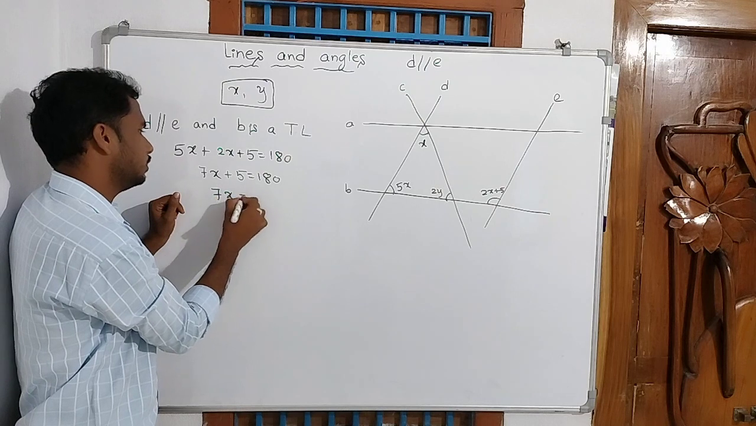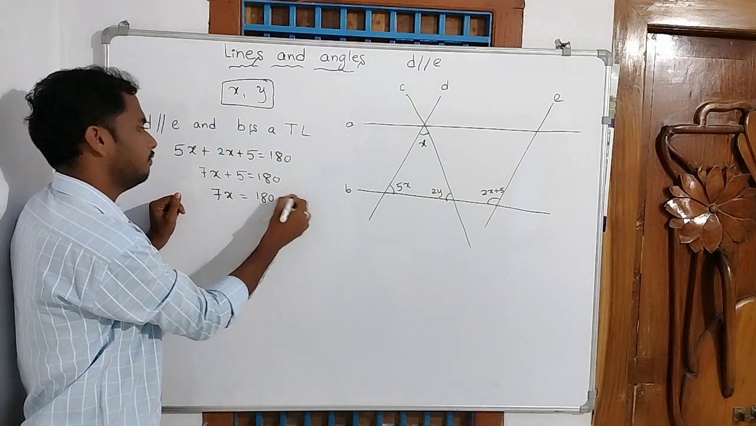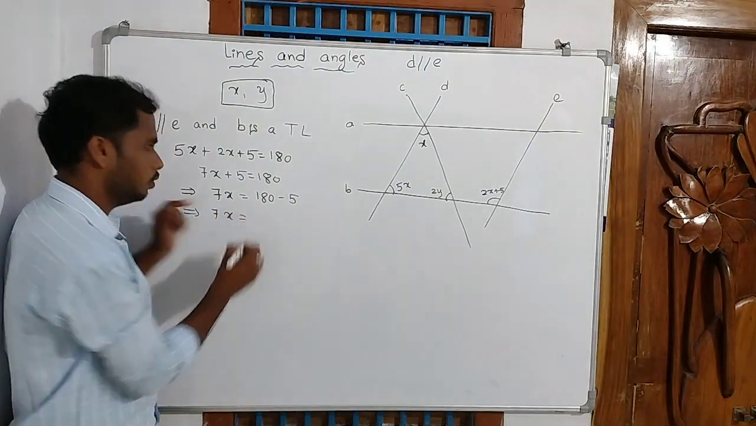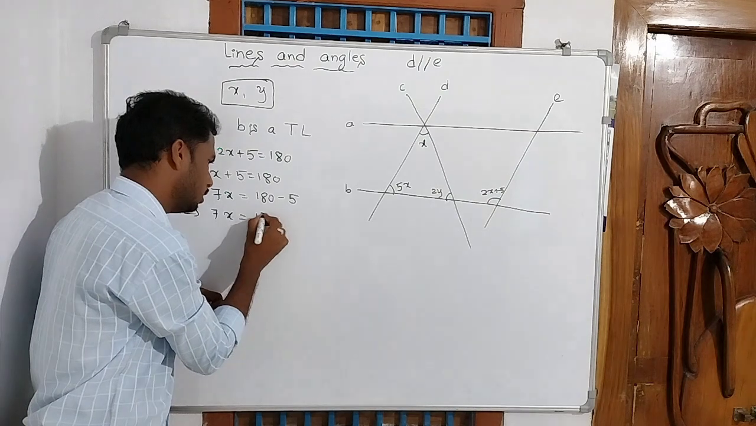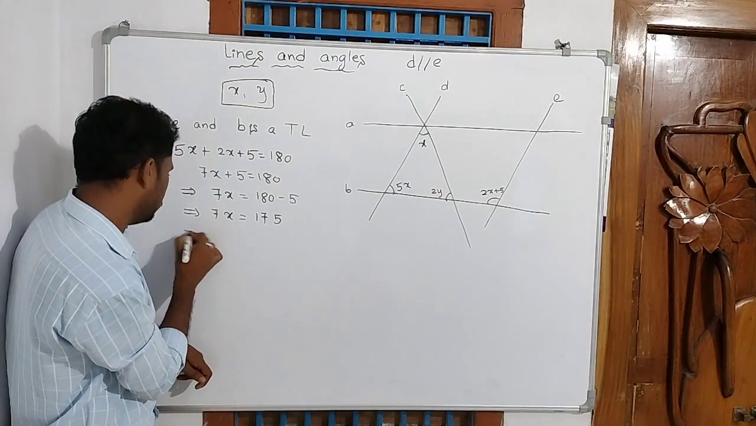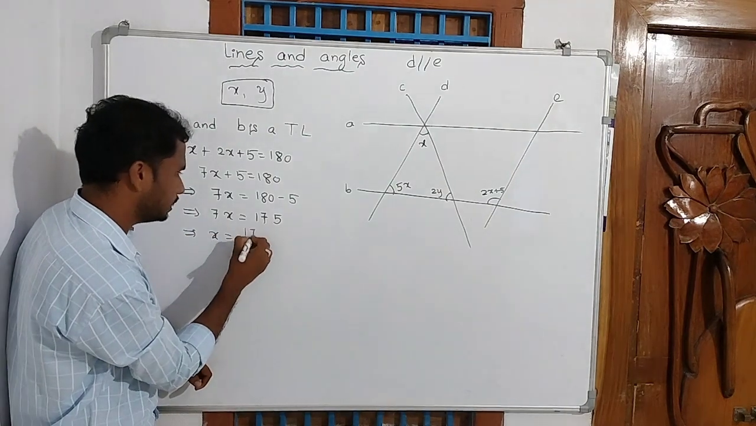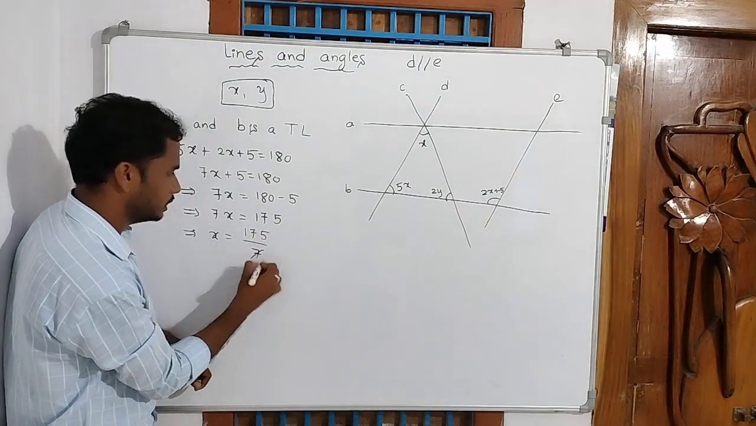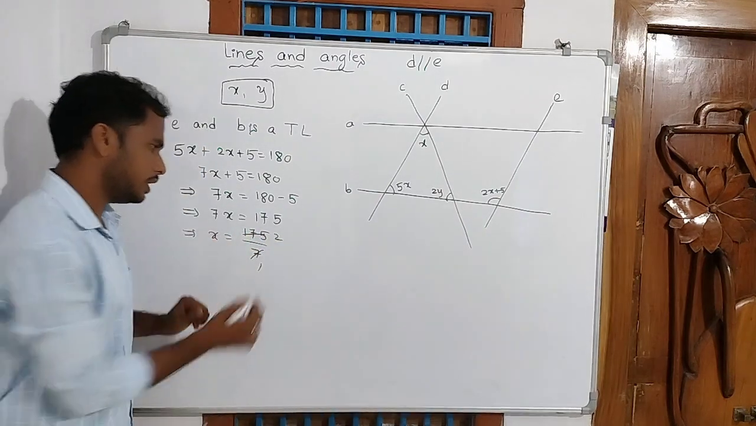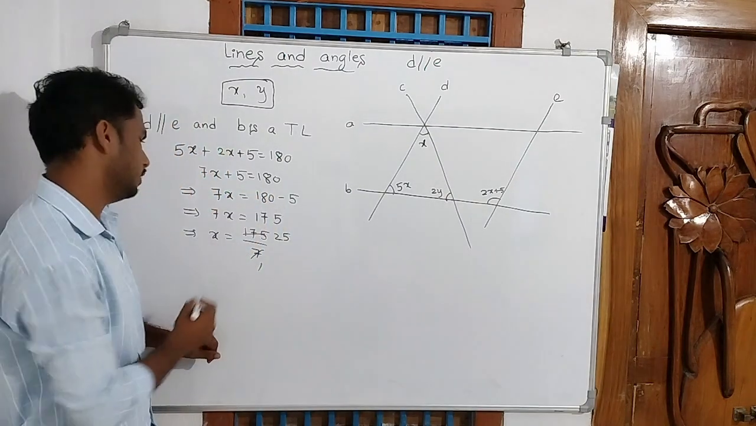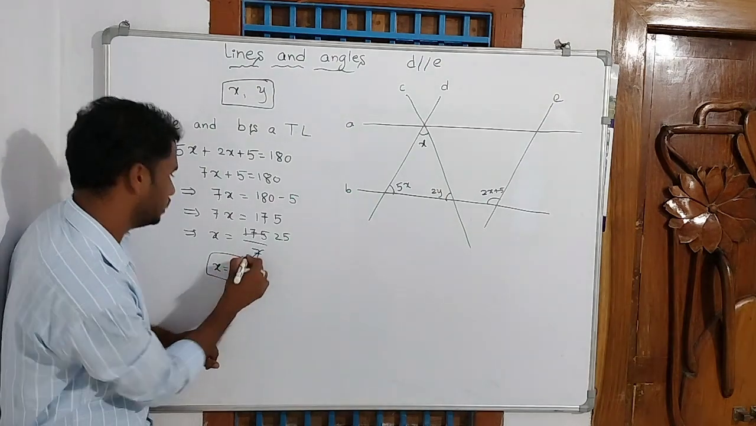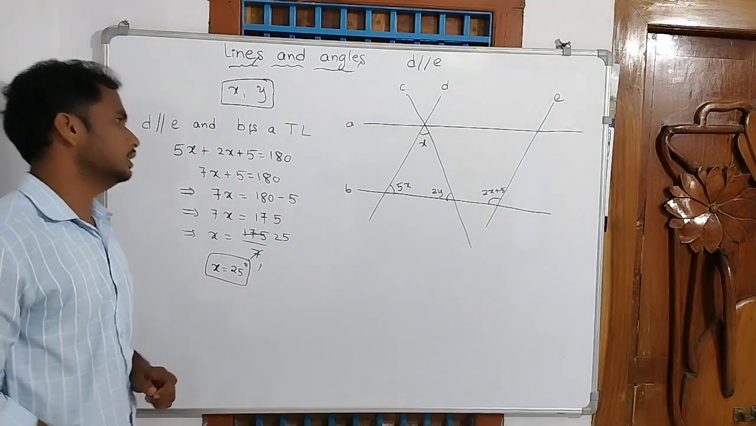Then 7x is equal to 180 minus 5, which is 175. Now x is equal to 175 by 7. 7 ones are 7, 7 twos are 14, remaining 35, 7 fives are 35. Then what is the value of x? x is equal to 25 degrees.